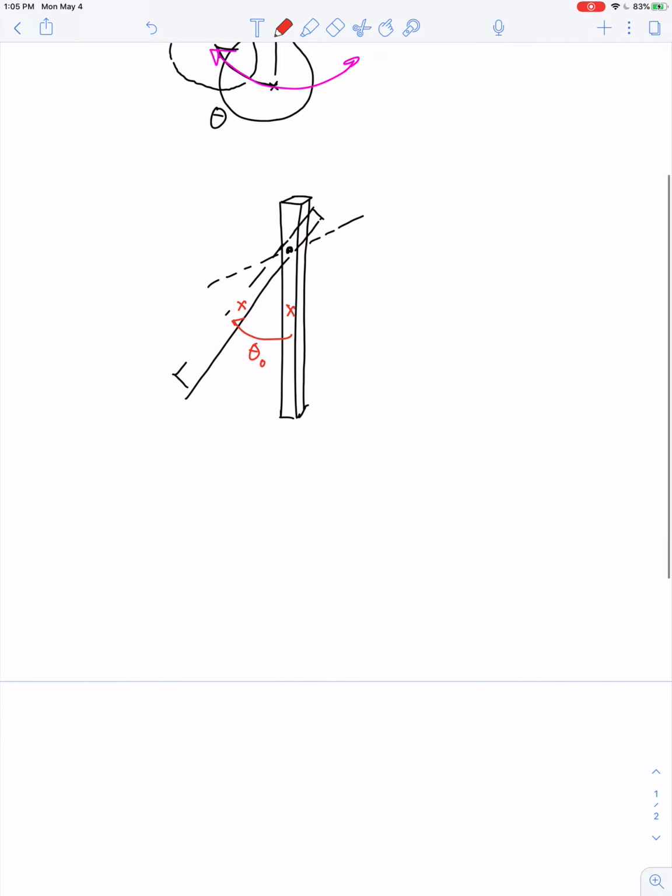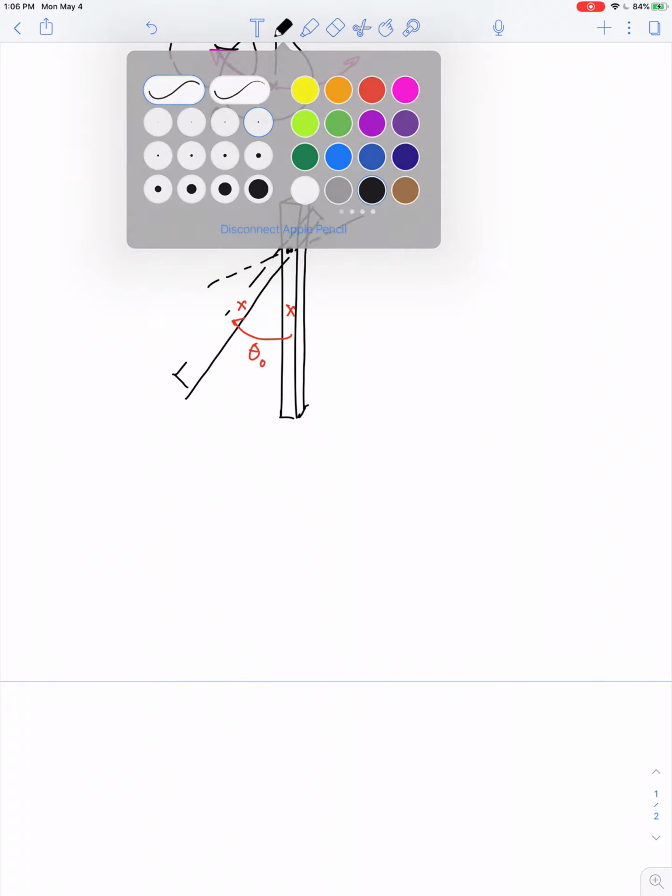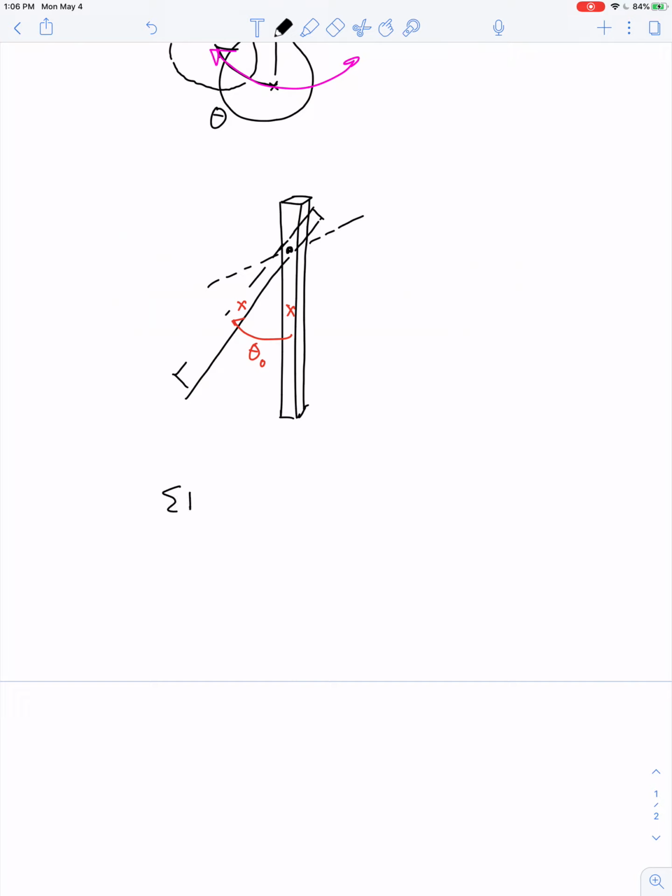So let's apply Newton's laws. I'm going to ask you to recall some information from a few units back in our study of rotation of rigid bodies. So we know Newton's second law for translation says net force equals ma. There's an equivalent for rotation that says net torque equals I alpha. So what is the net torque on this system?